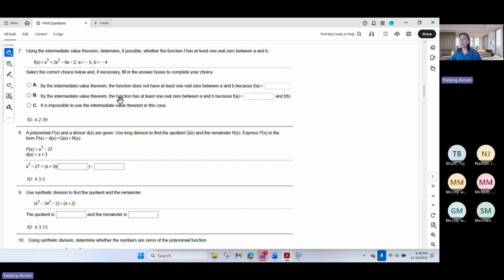Okay, number 7. We want to use the intermediate value theorem to determine, if possible, whether the function has at least one real zero between a and b. So a is -5, b is -4, and then you select the correct answer choice.